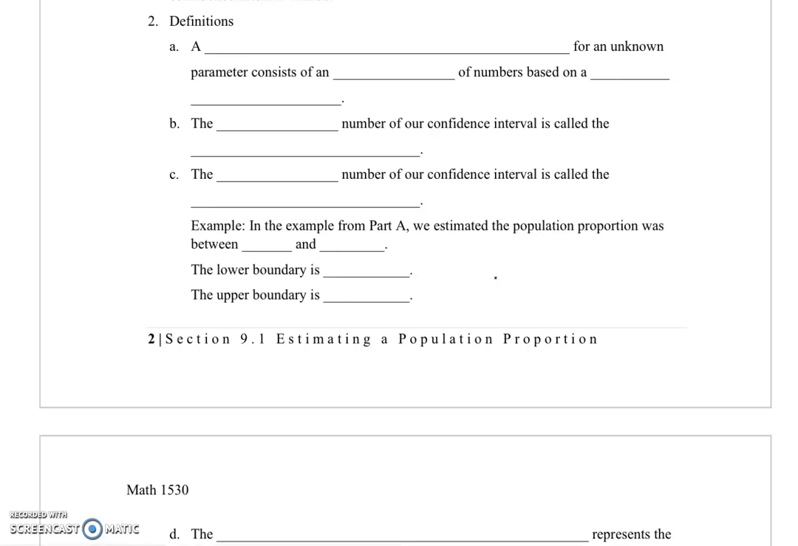So that's the idea behind this. When we start the next video, we'll talk about some more definitions we need to be able to talk about these intervals.